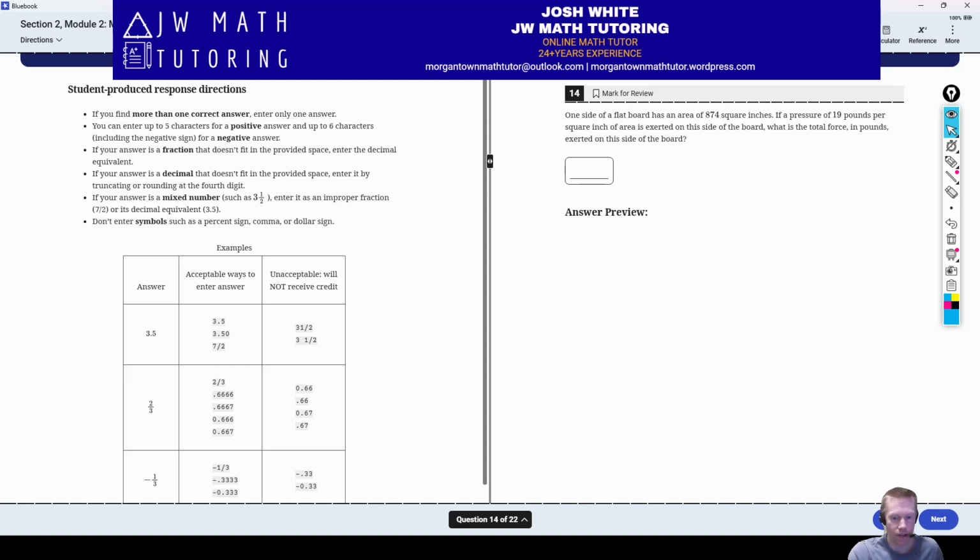So however you want to do it, it's so much faster and easier just to do this one in Desmos. All right, next up, question 14. You're told here that this board has an area of 874 square inches, and there's a pressure of 19 pounds per square inch. What's the total force in pounds exerted on this board?